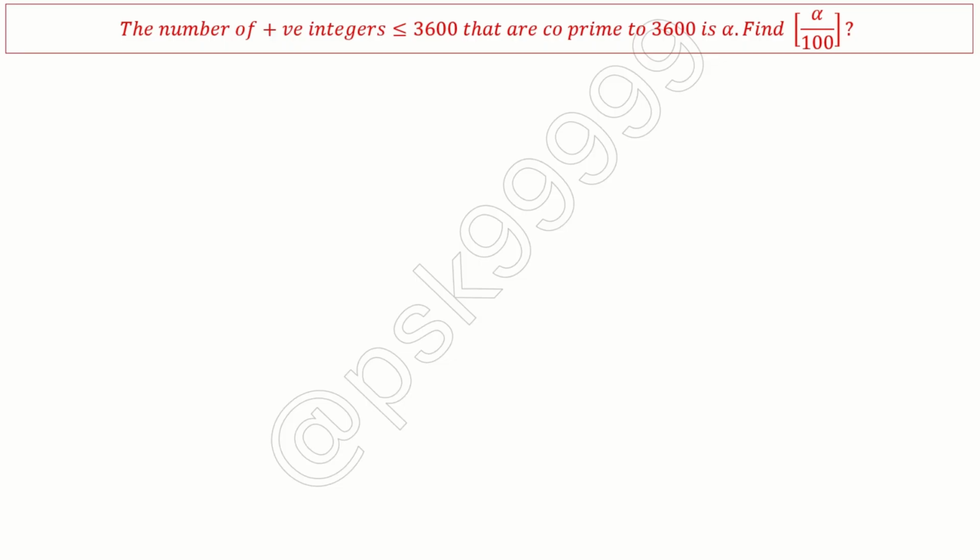The number of positive integers less than or equal to 3600 that are co-prime to 3600 is alpha. Then what is the value of the greatest integer function of alpha by 100? Okay, so this problem we learnt already, the Euler-Totient function. We have to apply the same thing here.